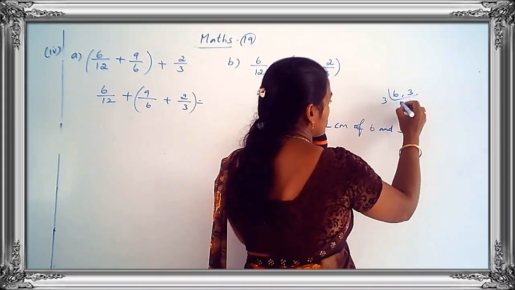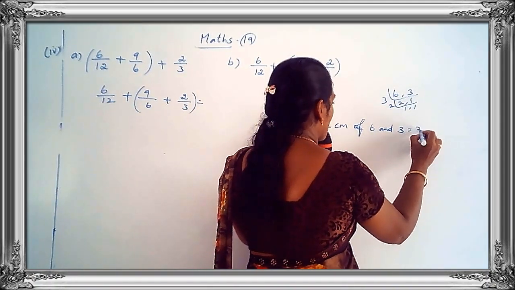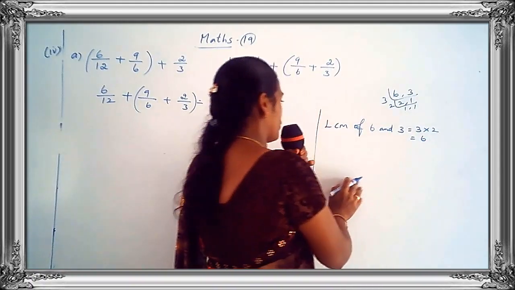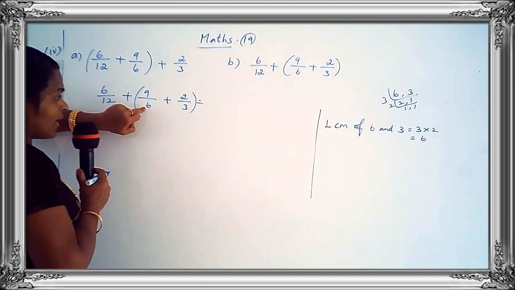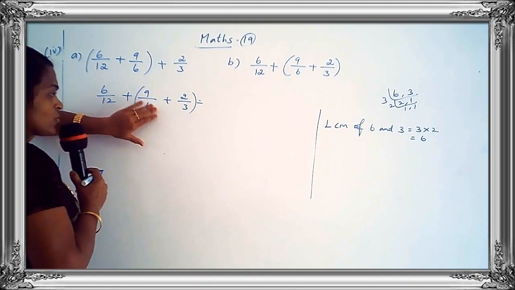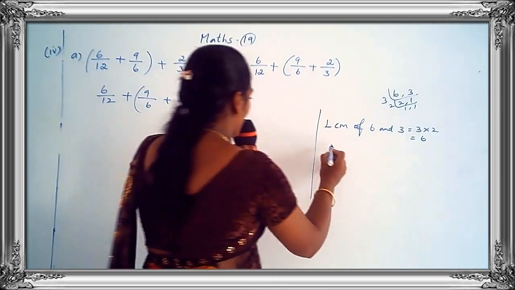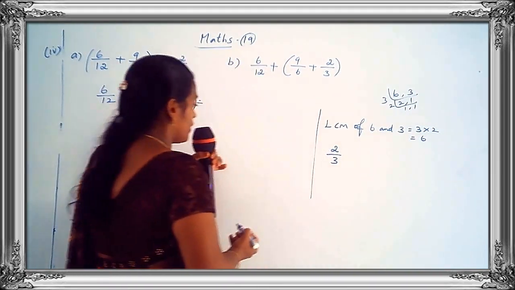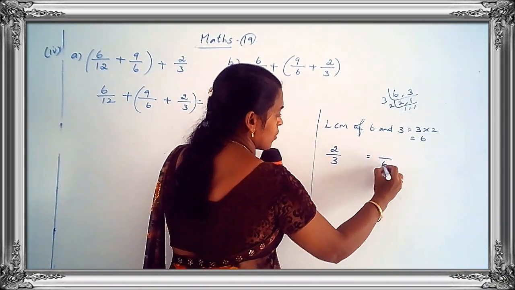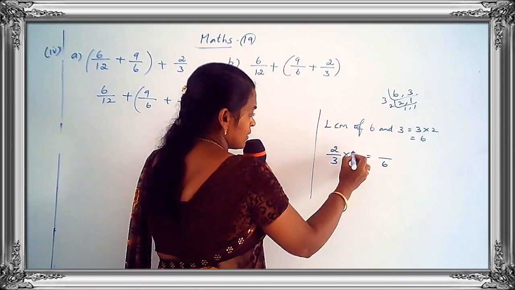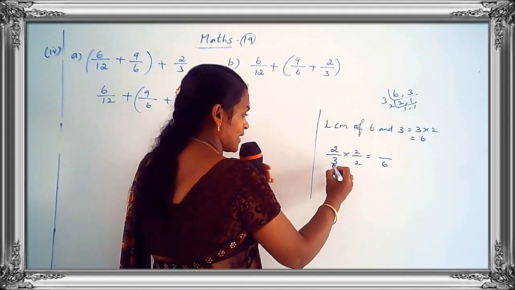3 table, 2 3s are 6, 1 again 2 table, 1. Okay, so your LCM is 6, 3 2s are 6. Okay children, now you see here 9 upon 6, in it the denominator already has 6 only, so leave it. Now you take the next rational number, that is 2 upon 3. We want the denominator as 6, so you multiply 2 to the numerator and denominator.